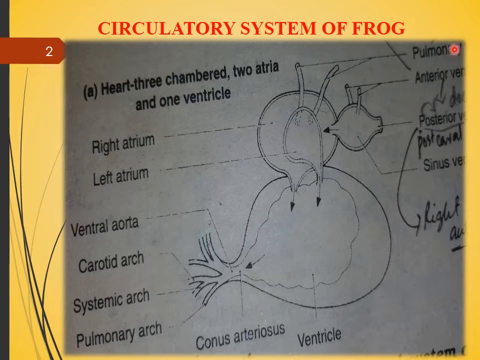This is known as the pulmonary vein. From the pulmonary arch, pulmonary arteries arise that carry blood towards the lungs. After the exchange of gases, blood again moves toward the pulmonary veins. Pulmonary veins are also present here that carry blood towards the left atrium. From the left atrium blood moves towards the ventricle.